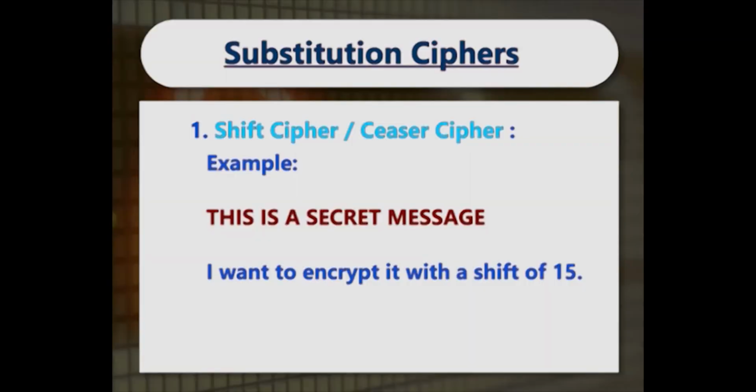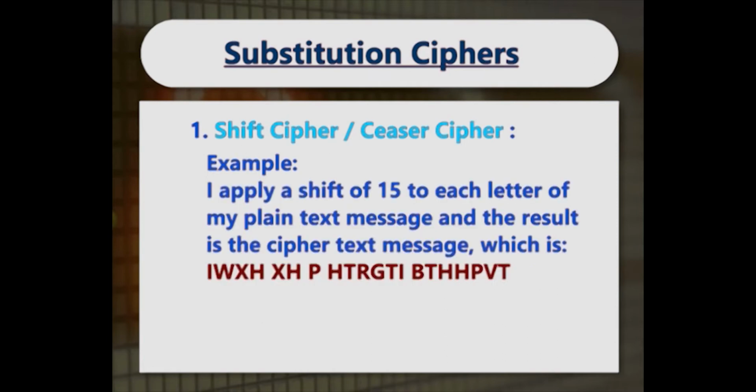Just to give you a more concrete example, I will show you encryption on an actual message. Here is my secret message that I want to send to someone: "this is a secret message", and I want to encrypt it with a shift of 15. I apply a shift of 15 to each letter of my plain text message, and the result is the ciphertext message, which is IWXH XH P HT RGT I BTHH PVT.